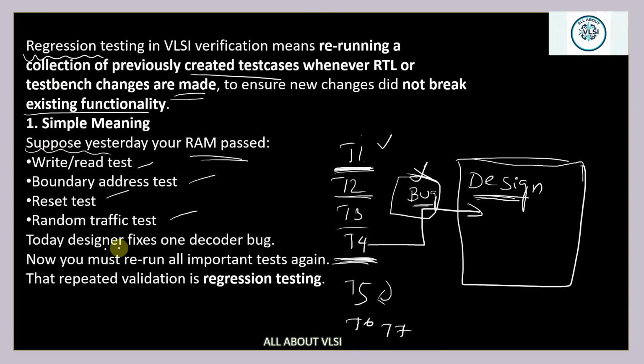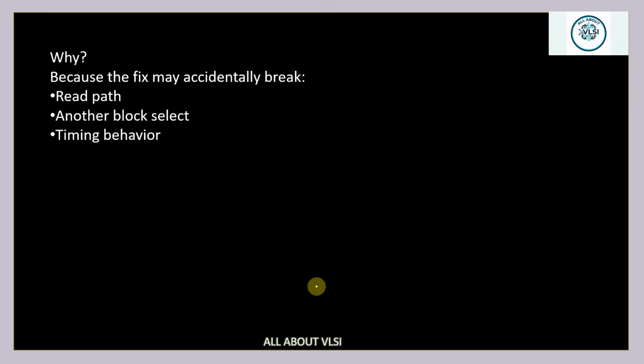Now, let's say the designer fixes one decoder bug. Now we need to rerun all these test cases again, and we need to make sure that for all of them, no new bug is occurring. Okay, so this repeated validation is nothing but regression testing.